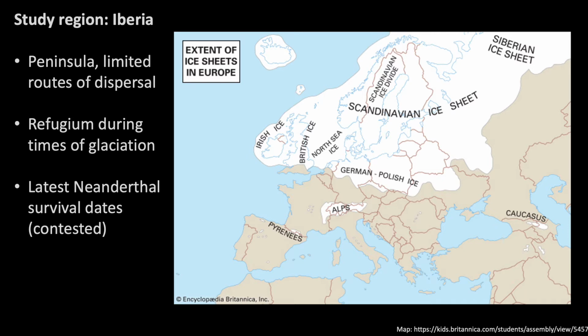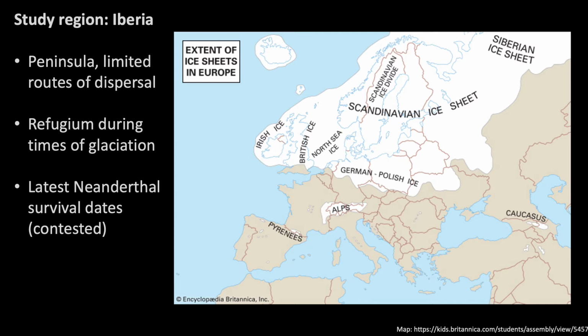The Iberian Peninsula is an ideal region to study this transition for a few reasons. First, Iberia is a peninsula, meaning that there are limited routes of dispersal and is a somewhat confined geographical unit. Second, the Iberian Peninsula is considered a refugium during times of glaciation. And third, the Iberian Peninsula has been considered the location of late Neanderthal survival. In other words, the place of the last Neanderthals in Europe.